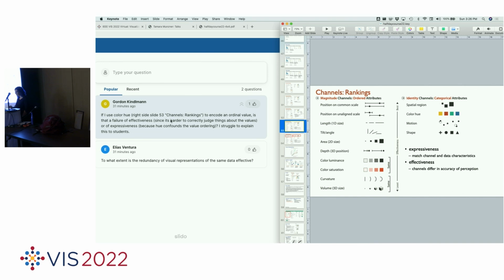But it is also true that there's an effectiveness issue, which is that the number of gradations might be harder to judge. So I think my answer to Gordon is, I think the bigger sin in this one is the expressiveness mismatch, and the smaller sin is the effectiveness mismatch, but they are both still there. Although I do think it's debatable.